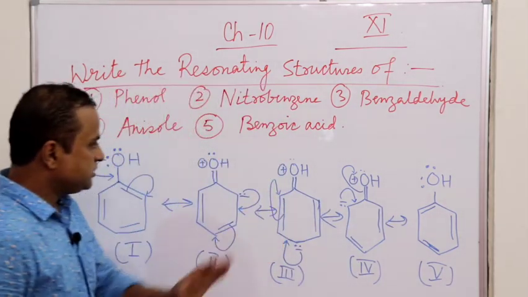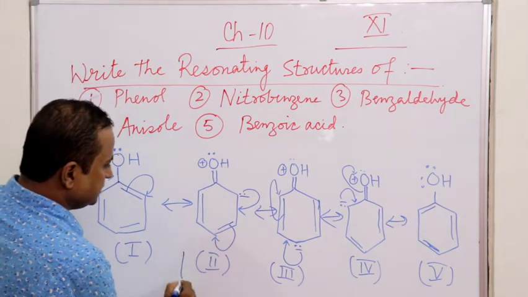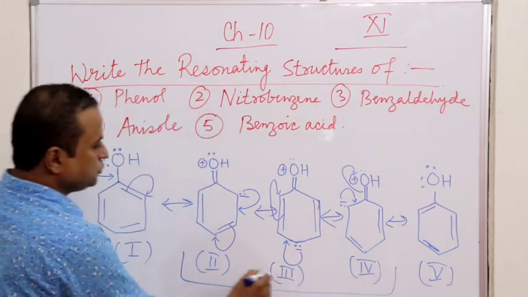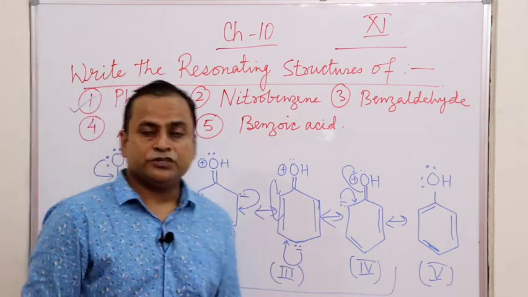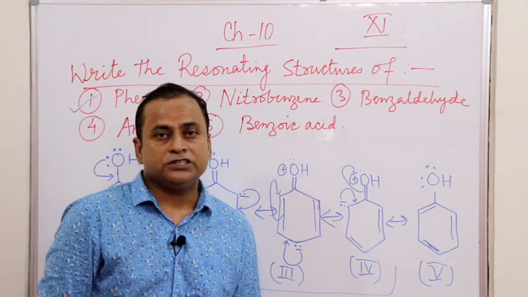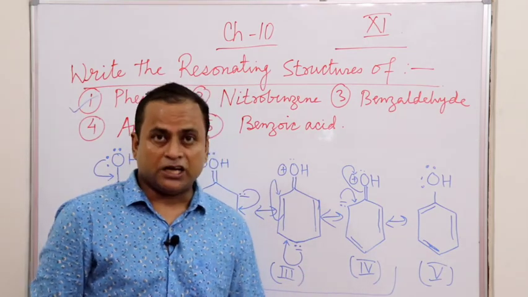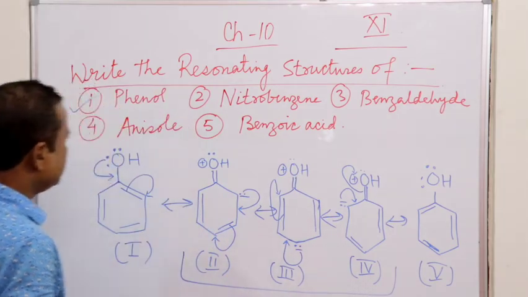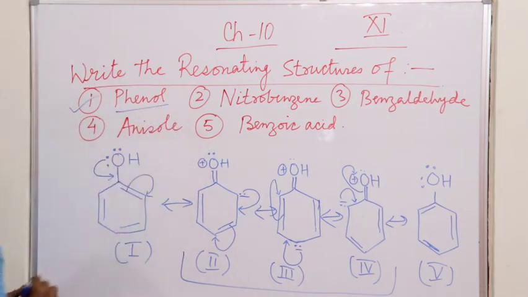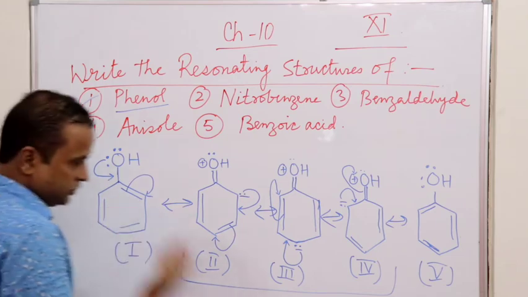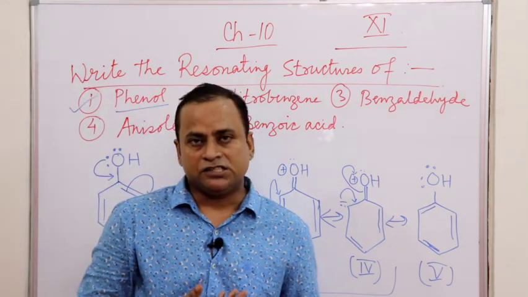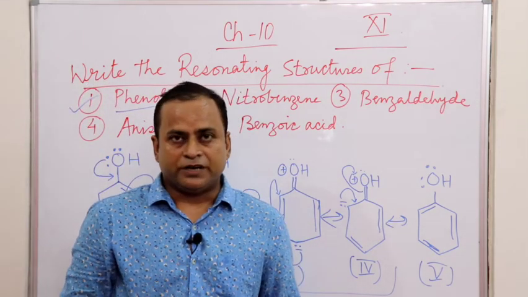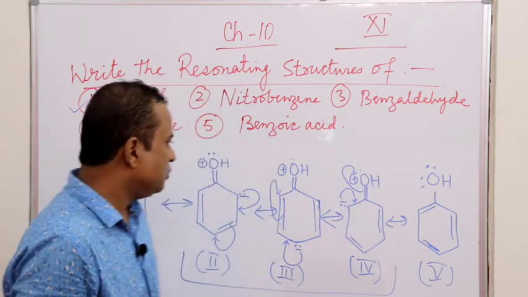So these are the resonating structures, and out of these, that is 2, 3 and 4, they have charge. So sometimes you may be asked to write only the structures bearing charge, and all of them are canonical structures. So this is the solution of the first question. Now initially you may face difficulty in writing these structures, but on practice you can get a hold over it.